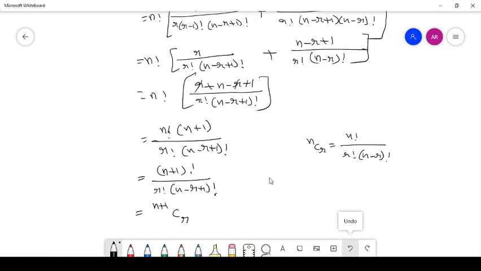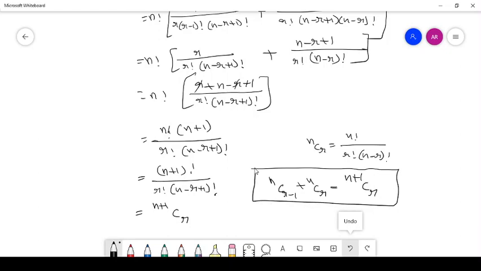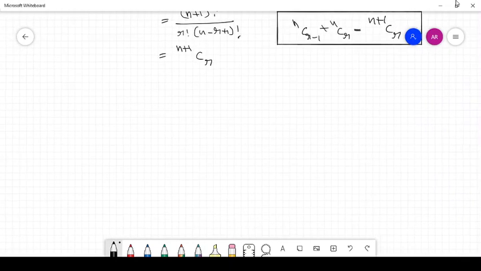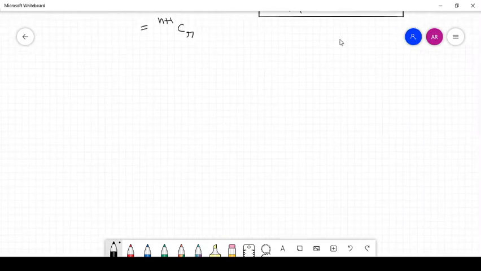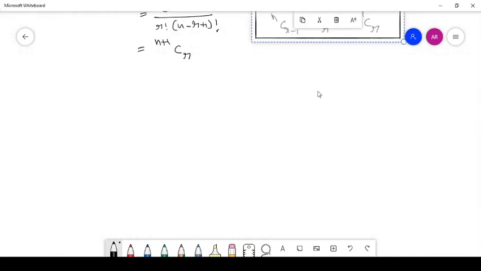What is the result? nCr-1 plus nCr is equal to n+1Cr. This is a very important result, and the theorem is also very important. Next, let us do some problems.